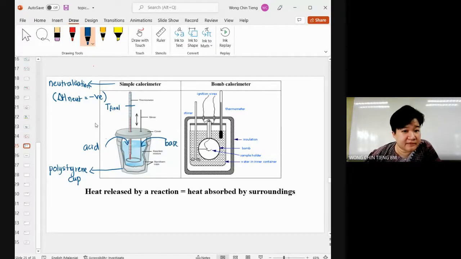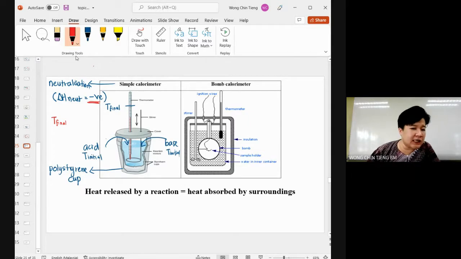Okay? So, bila kita dah ada temperature final, kita kena ada initial. Initial kita siapa? Temperature acid, temperature base sebelum dia masuk. Okay? Soalan saya satu je. Rasa-rasa my T final will be higher or will be lower than the initial if neutralization is about releasing energy. Final lagi tinggi atau initial lagi tinggi?